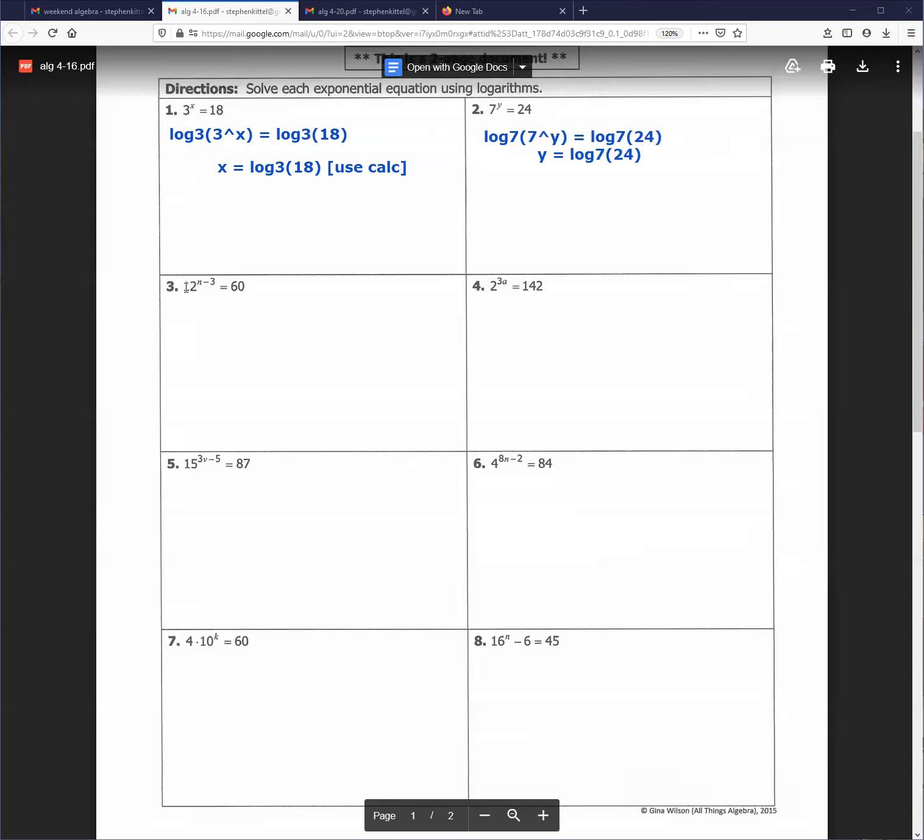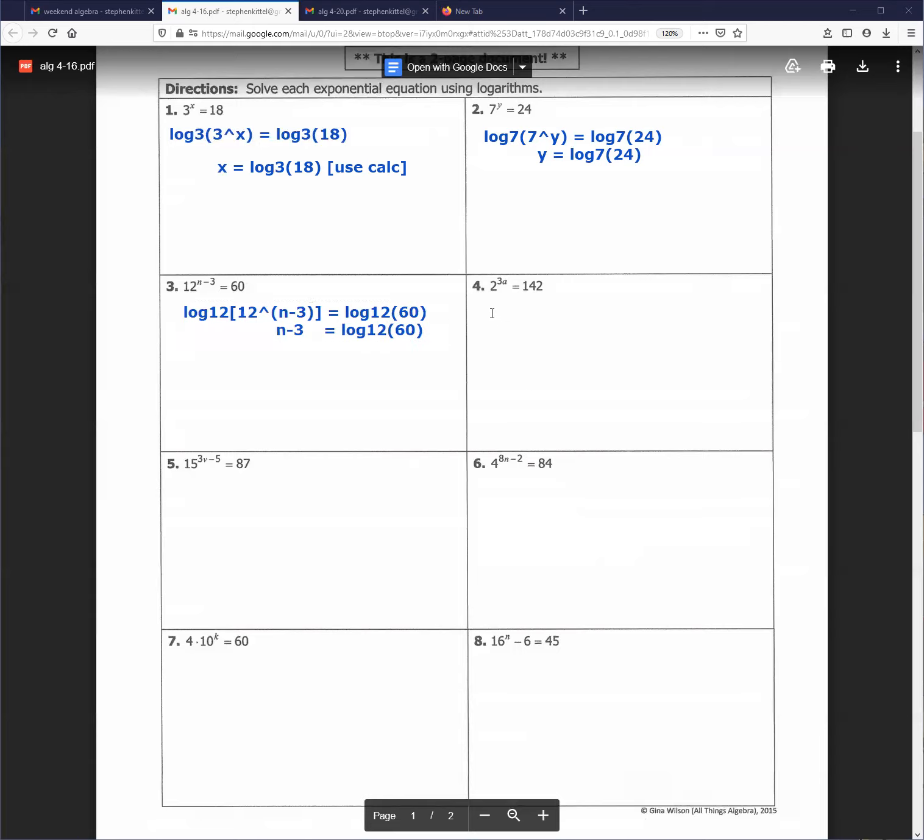Number 3, there will be an additional step because we've got that minus 3 up there, but we start off by saying we need to get rid of the 12 to the. 12 to the is an exponential. We'll use a log to get rid of it. And it's base 12 exponents, so base 12 logarithm. Okay, and I guess technically, if I want to write this correctly, I have to put parentheses around the n minus 3. But I assume you knew what I meant there. All right, log base 12 of 12 to the cancels. We're left with n minus 3 is equal to log base 12 of 60.